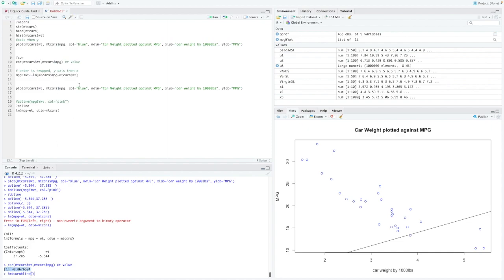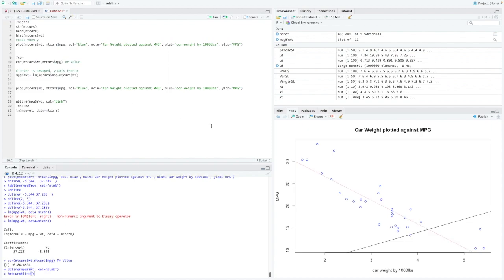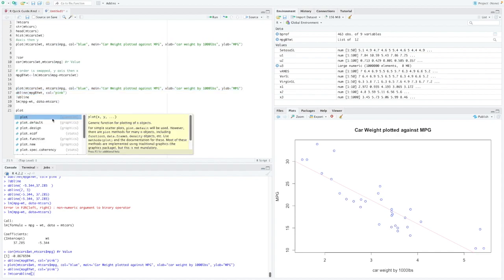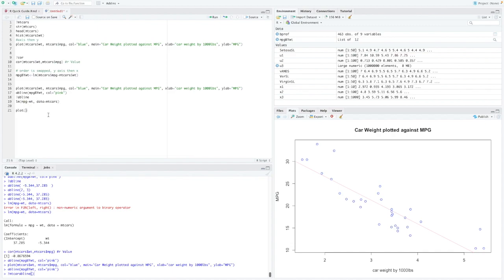This is a high, strong correlation if I had the correct line. This is a strong negative correlation. In order to see if this really is good data, we're going to want to look at the plots of our linear model. So let me show you what that is going to do. Let's do the plot of MPG by weight.